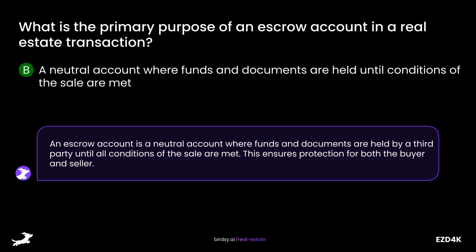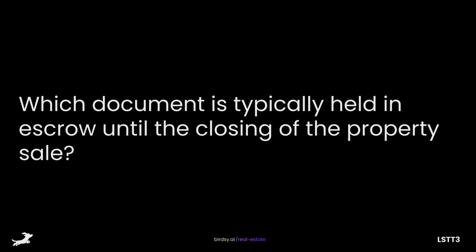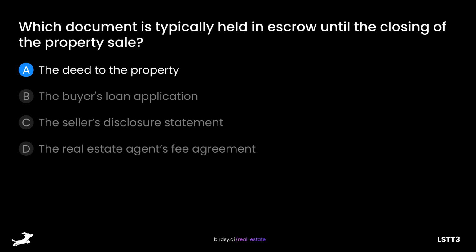An escrow account is a neutral account where funds and documents are held by a third party until all conditions of the sale are met. This ensures protection for both the buyer and seller. Which document is typically held in escrow until the closing of the property sale? Is it A, the deed to the property, B, the buyer's loan application, C, the seller's disclosure statement, or D, the real estate agent's fee agreement? The answer is A, the deed to the property.